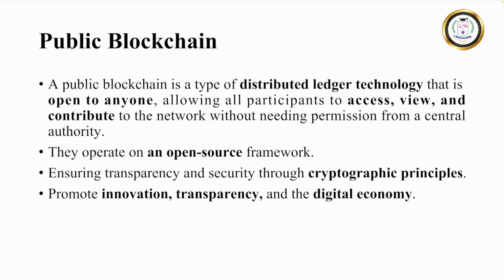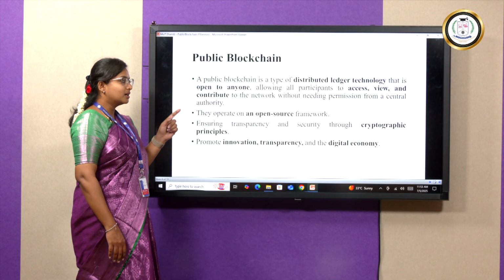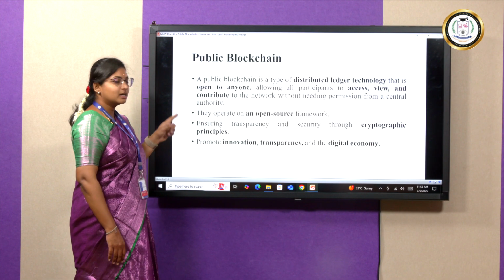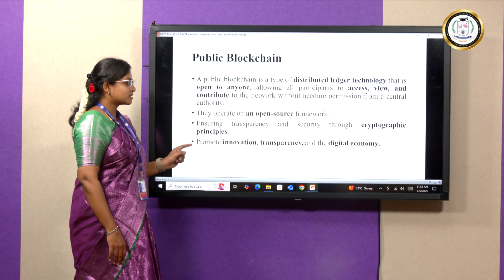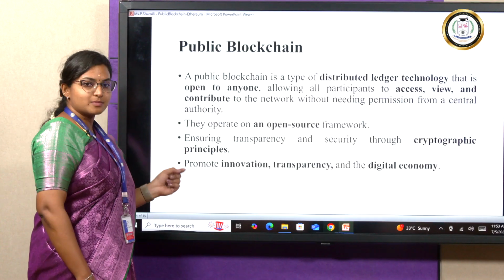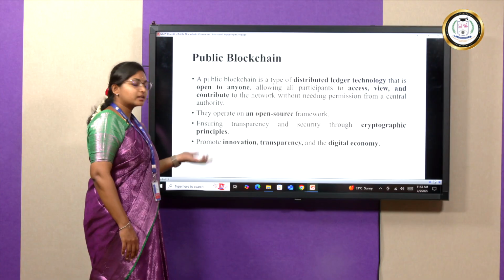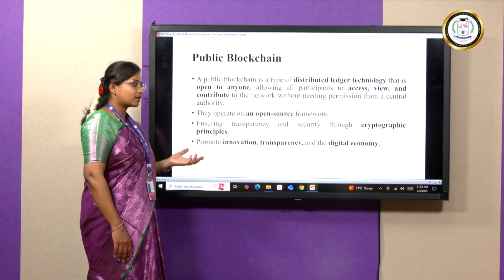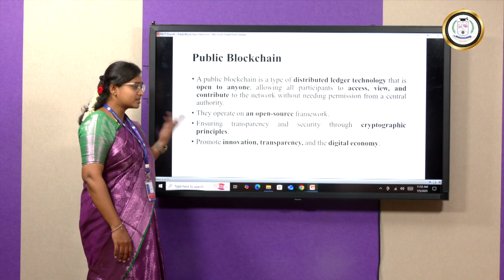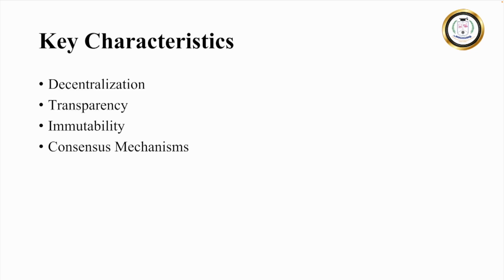It also uses cryptographic principles, where cryptography means encrypting and decrypting the data. As I already mentioned, for public blockchain we are using the SHA-256 algorithm. It also promotes innovation, transparency and digital economy. Innovation comes under DApps, which means different types of decentralized applications. Transparency means it is visible to all the peers. And for digital economy, we have come across many digital cryptocurrencies, for example Bitcoin, Solana, etc.